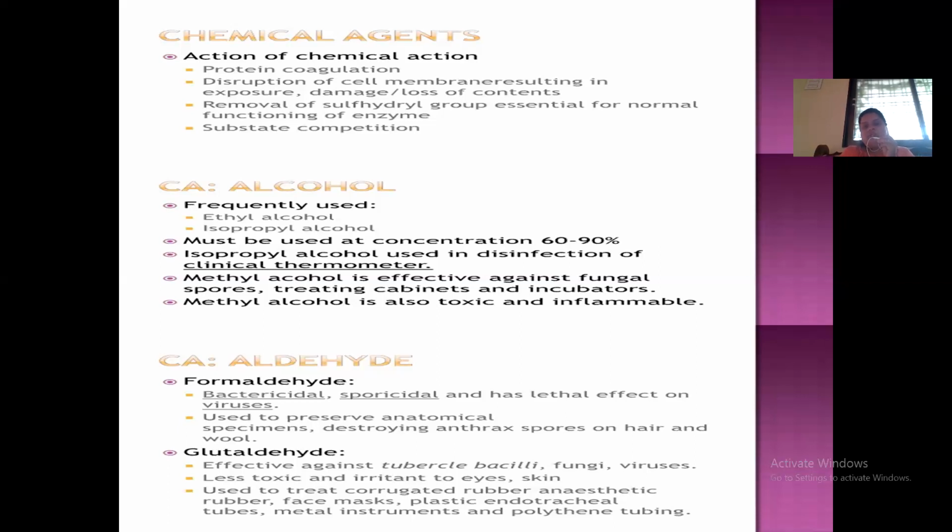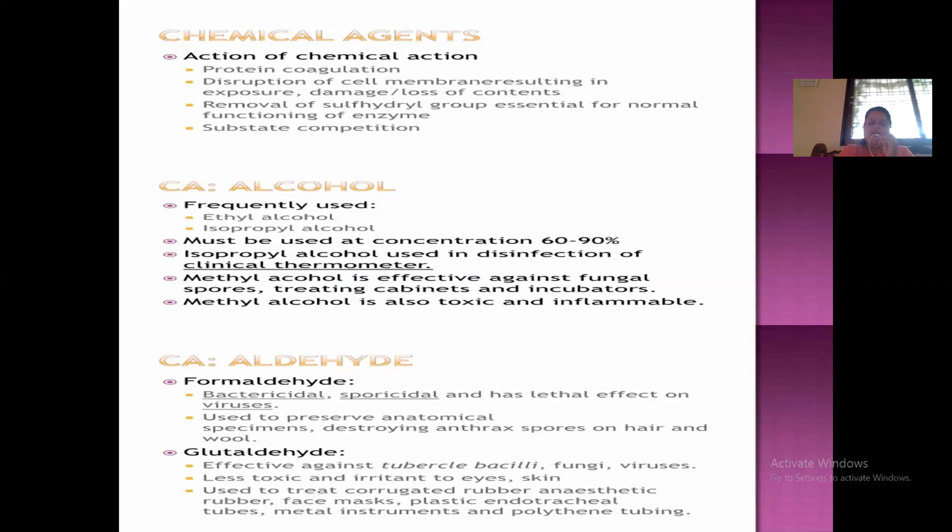It is toxic and inflammable. Why will we not use methyl alcohol everywhere? Because it is inflammable. Isopropyl alcohol, at its lower concentration, is not inflammable or toxic. Methyl alcohol is toxic when we use it on the skin surface. Then the next part is aldehyde.